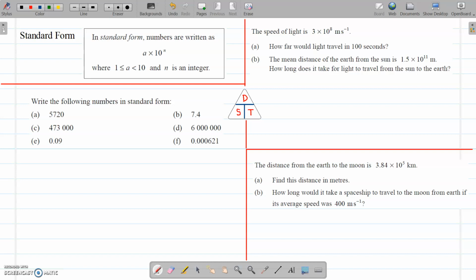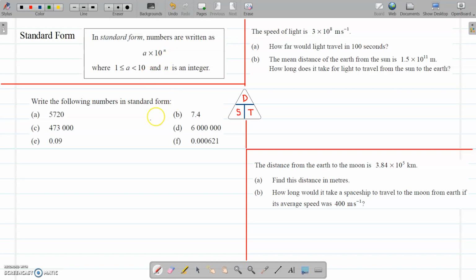Okay, welcome to this video on standard form. This is just really an introduction. We have to remind ourselves first that in standard form, numbers are written in the form of a number between 1 and up to 10, but not including 10. So a number up to 9.9999 times 10 to the power of some integer, and that can be a positive or negative integer.